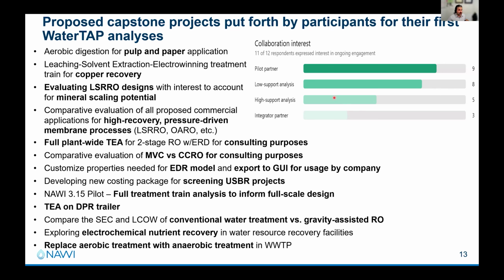We can see here from one of our final surveys that there's high interest that people have in collaborating with the team after the academy. So people are interested in pilot partnerships, low support analysis, where they do most of the legwork, versus high support analysis, where we do most of the legwork. It could go either way. So if you are looking to get some sort of analysis set up in WaterTAP, reach out and we could point you in the right direction.